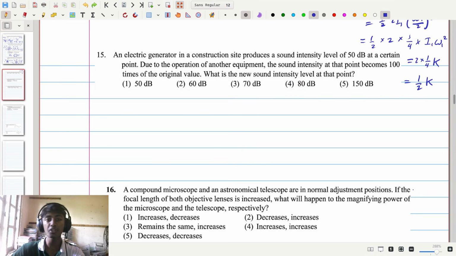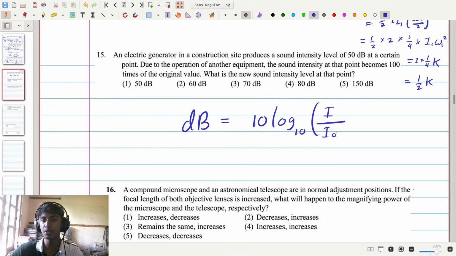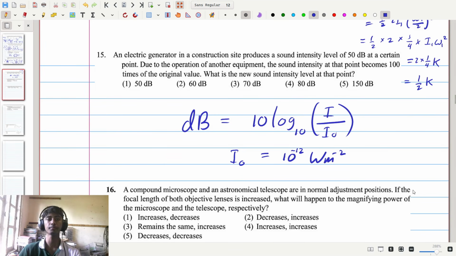Now to answer this question, we need to know that decibels are logarithmic. A reading in decibels is equal to 10 times the logarithm base 10 of the intensity divided by I0, where I0 is the smallest sound intensity that can be heard by the human ear, which is approximately 10 to the minus 12 watts per meter squared.